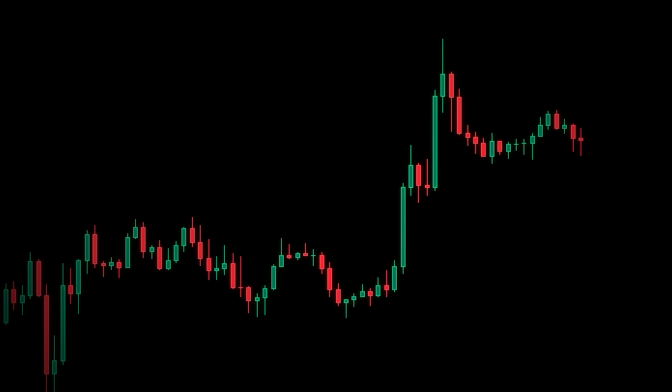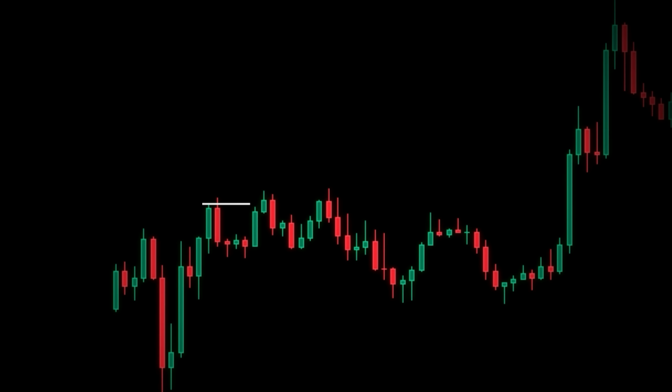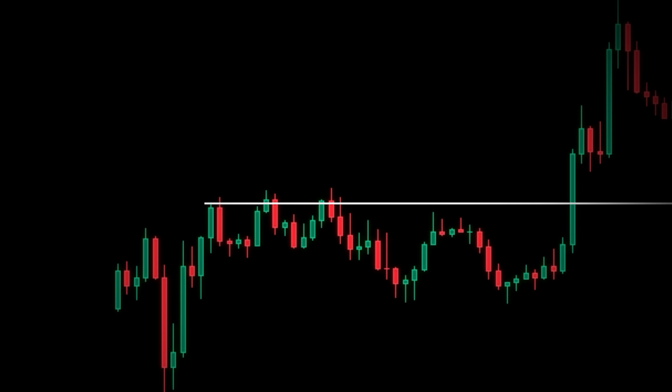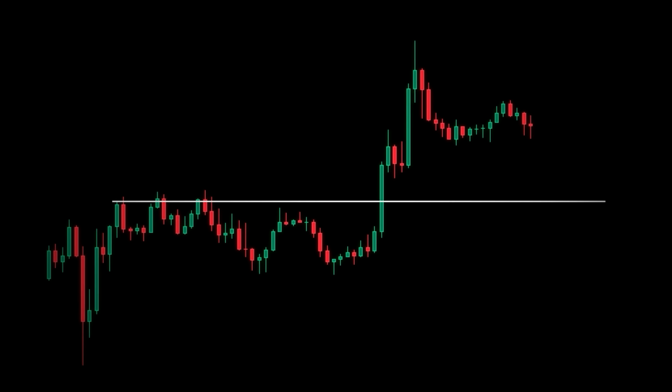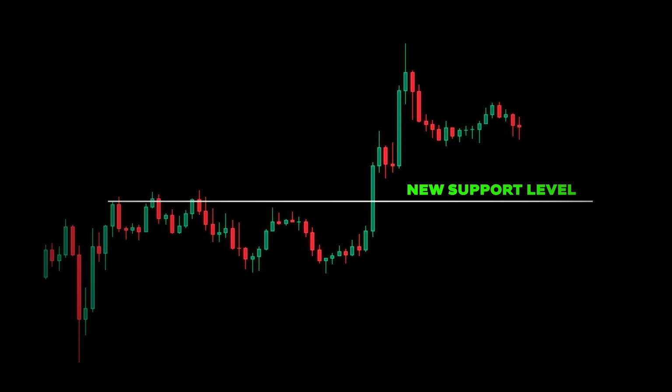But let's try something different. Here, we're going to use the OTE on a higher time frame as well as on a lower time frame, and this is going to allow us to get the best risk to reward. You'll notice these equal highs right here that have acted as resistance in the past. So now it's turned into our support level.